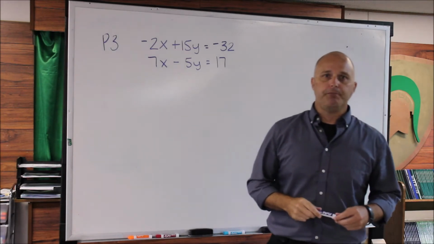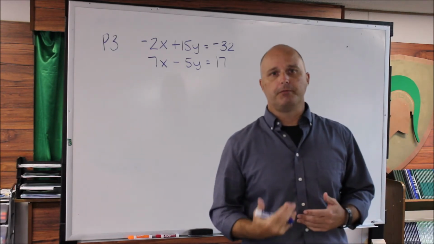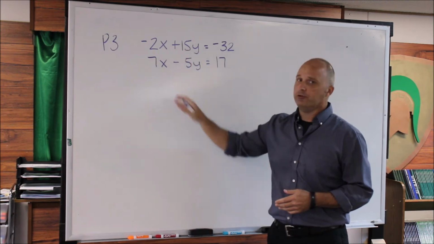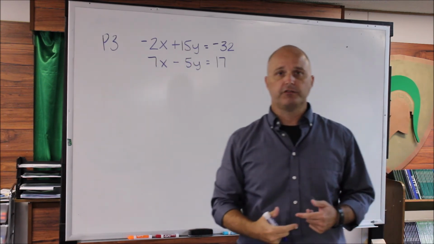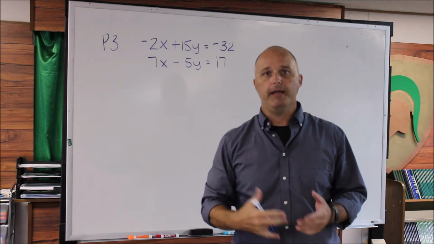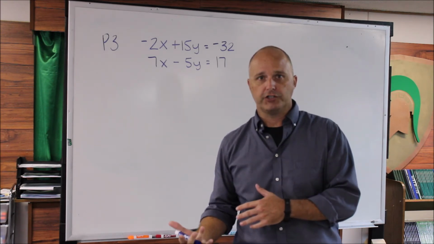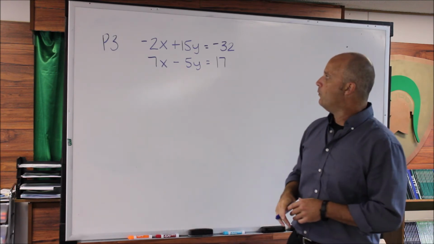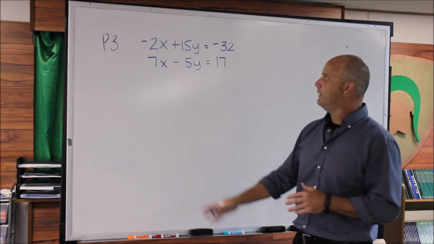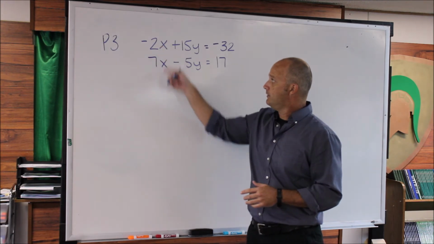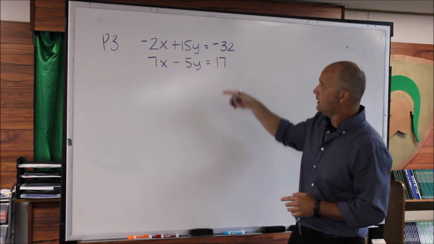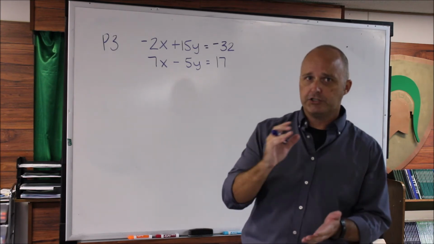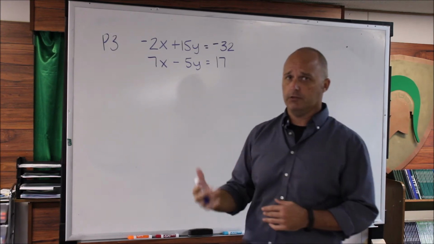Okay, problem number 3 presents one of the same challenges that problem number 2 did, in that we don't have two coefficients that are exact opposites. So what we're going to have to do is make one of the coefficients into the exact opposite of the other one. So again, the first thing that you want to do is make sure that these are stacked. So we've got the x's over the x's, the y's over the y's, and the constants over the constants. Then the next thing we're going to do is look at which of these variables is going to be easiest to eliminate.